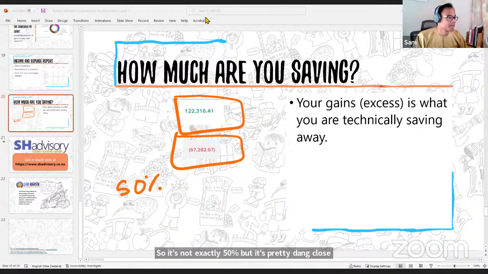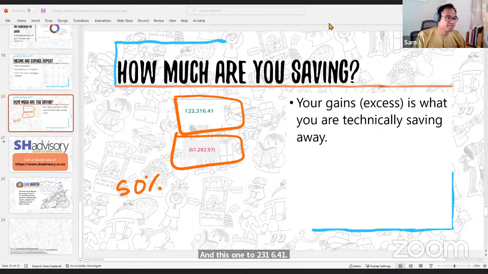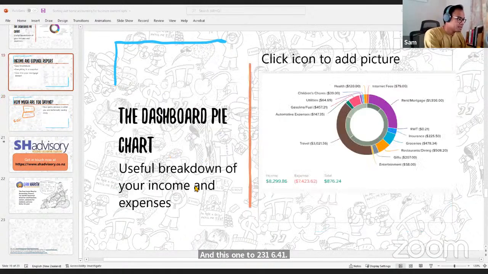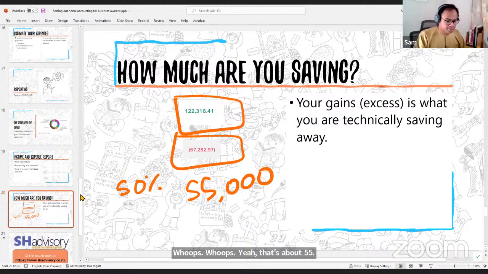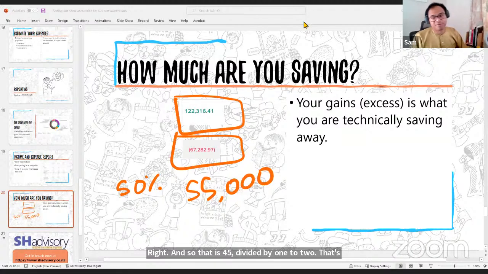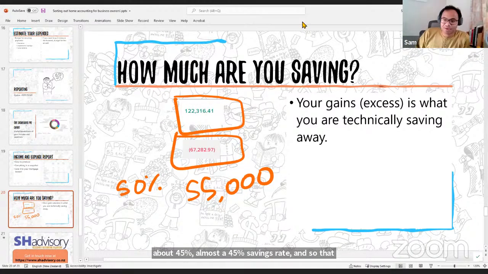It's pretty dang close. And it's 122,316.41 minus 67,282.97, and that's about 55K. Yeah, that's about 55. Right, and so that is 55 divided by 122. That's about 45%, almost a 45% savings rate. And so that's the money that we are putting into our short-term investments to build up our cash for the first home deposit. And this is part of the reason why we were able to save up a 20% deposit on our first home as well, which is really, I think, given how difficult it is to obtain financing these days, that's really where you want to be.